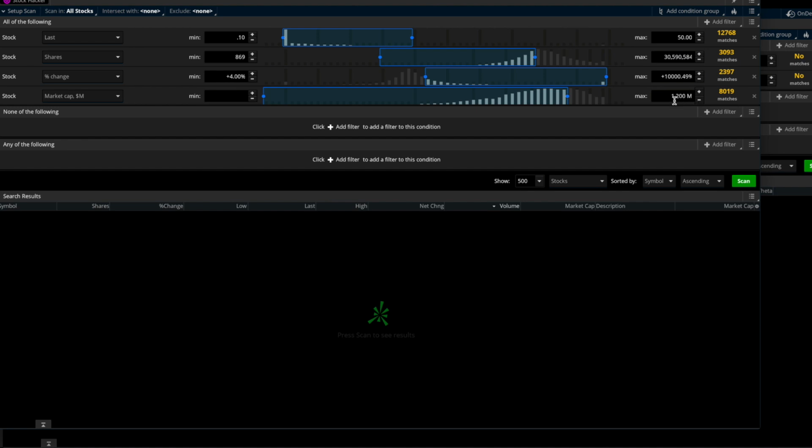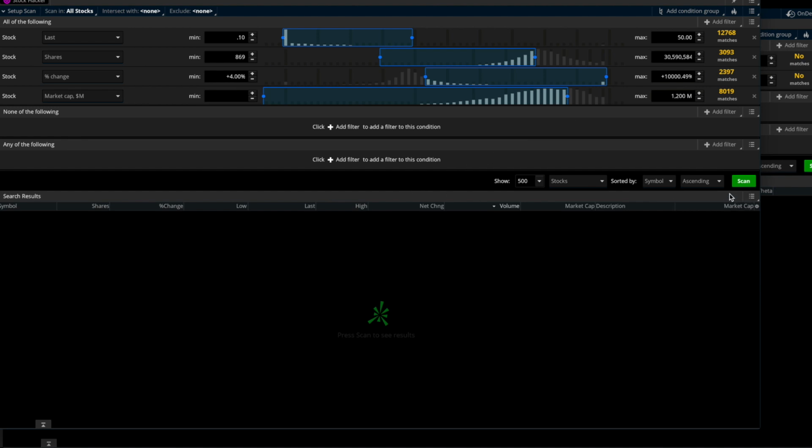And then also, lastly, I have a market cap that I set to 1.2 billion. So right here is 1,200 million, which is the same thing as 1.2 billion. I don't want it to be too big, because the bigger it is, the harder it is for the stock to move. And likewise, the more shares, the more likely the market cap is going to be bigger, unless the price is very low. So that's my way of doing the penny stock scanner.